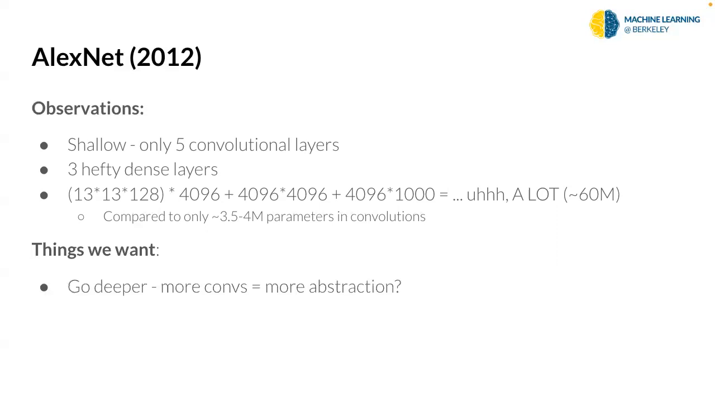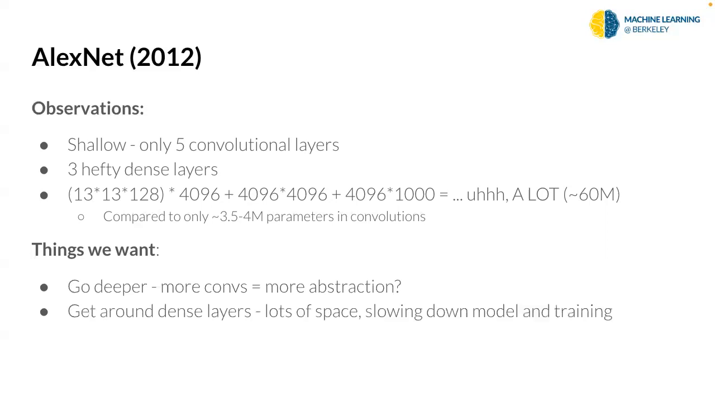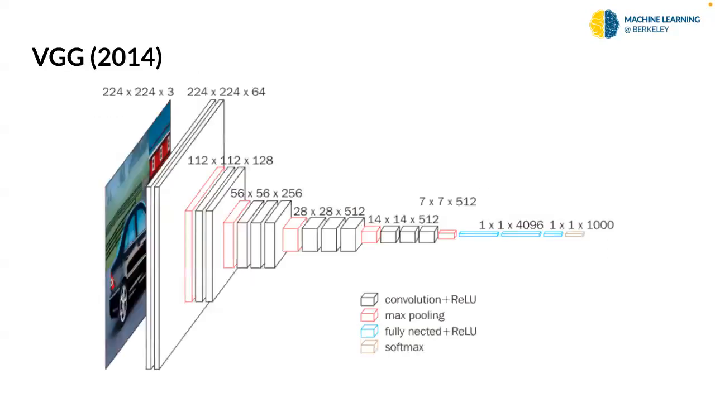As you will see, the theme with most of these networks that we're going to cover is, first of all, go deeper. The idea is more convolutions means more abstraction, which means the network is able to learn more complicated features. And then you also want to get around the dense layers. They're taking up lots of space, slowing down model training, model inference, and just everything. The solution that addresses some of it is VGG. I think it was the Visual Geometry Group in England that came out with VGG in 2014.